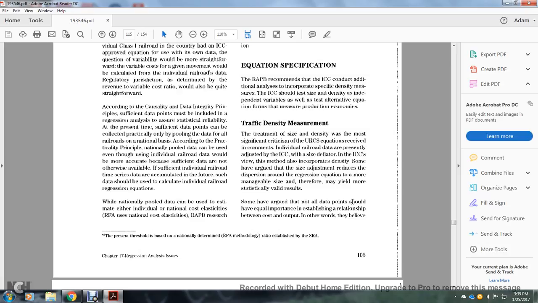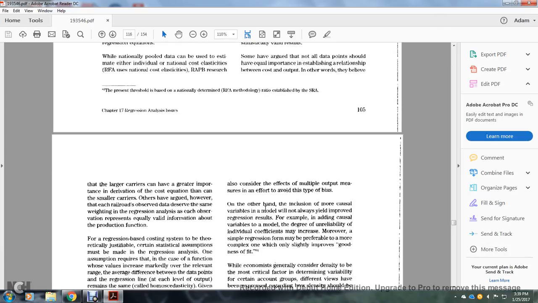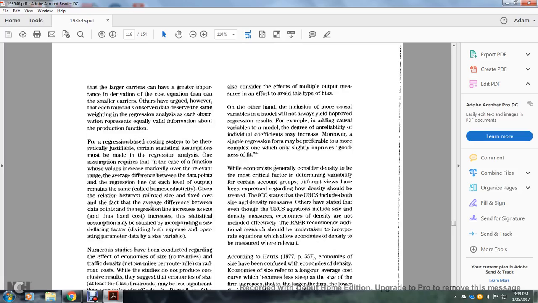Some have argued that not all the data points should be of equal importance in establishing the relationship between costs and outputs. In other words, they believe large carriers should have greater importance in the derivation of the cost equation than small carriers. Others have argued, however, that each of the railroads' observed data deserves equal weighting in the regression analysis, since each observation represents equally valid information for the production function, and a regression based on the cost system is theoretically justifiable.